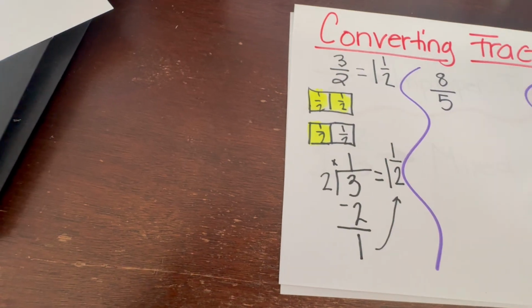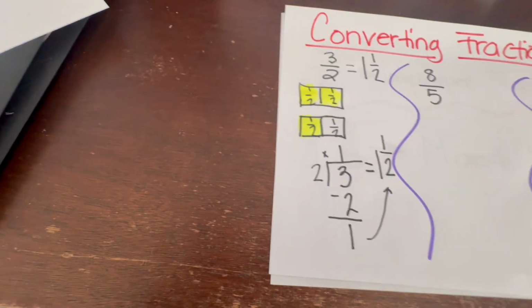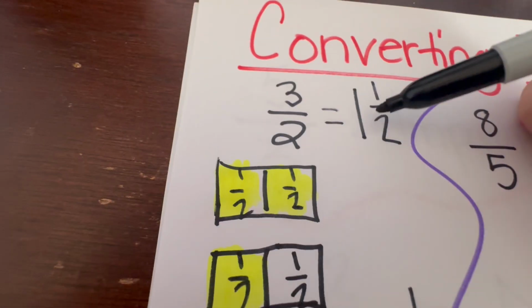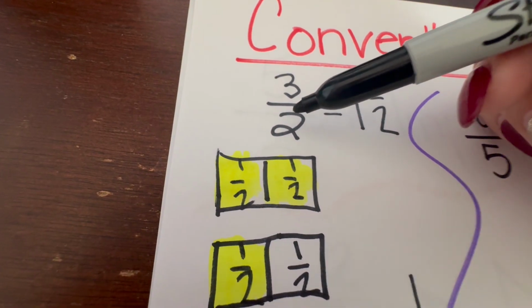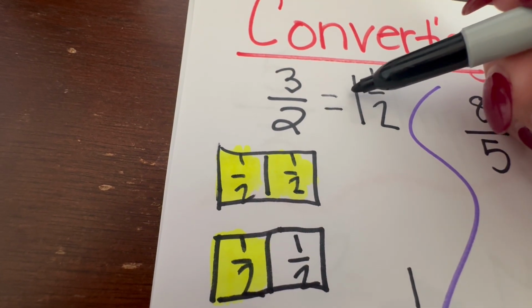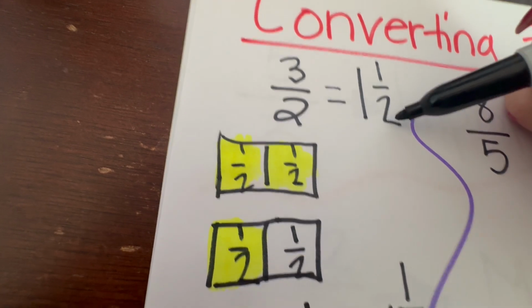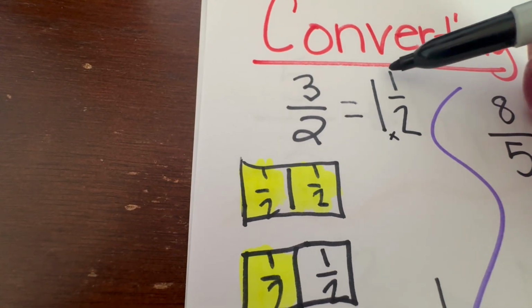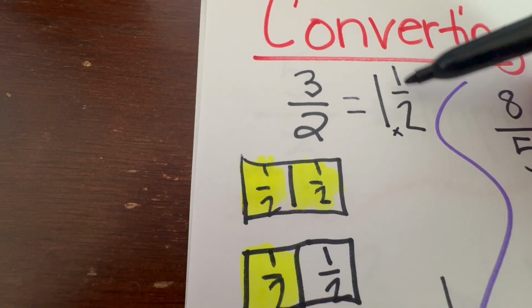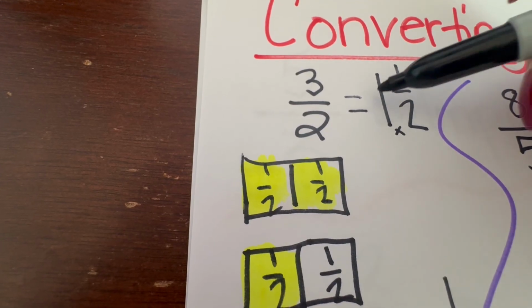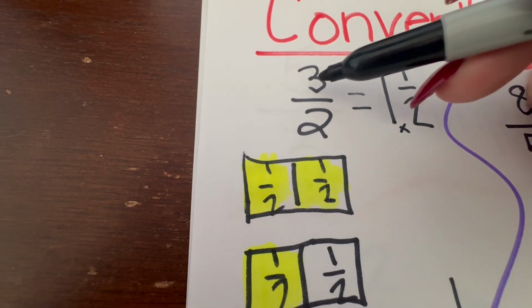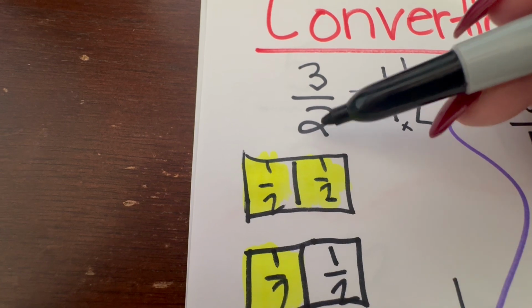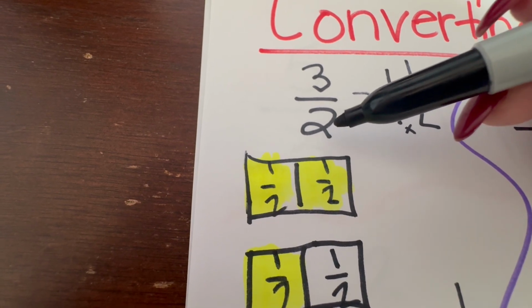Okay, now if you want to change it back again, let's say they gave you the mixed number and you need to change it to an improper fraction. You would multiply the whole number times the denominator. 1 times 2 is 2. And then you add the numerator, which is 1, and the bottom stays the same. So that would be 1 times 2 is 2, plus 1 is 3 halves, because the denominator does not change.